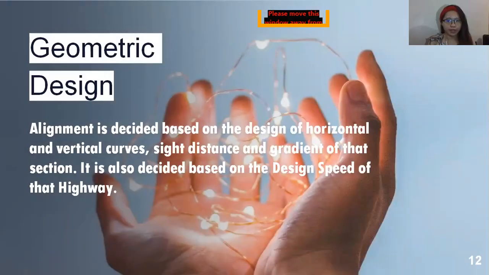So in simple words, in geometric design the alignment is decided based on the design of horizontal and vertical curves, sight distance, and gradient of that section. It is also decided based on the design speed of that highway.